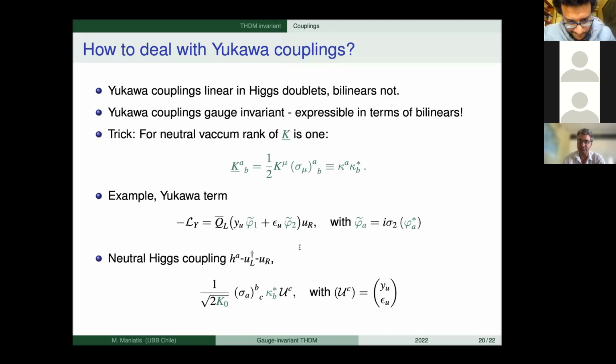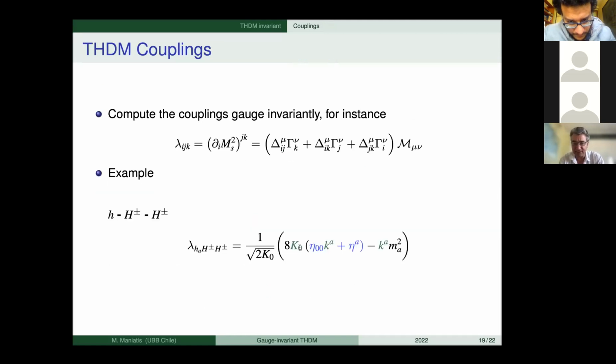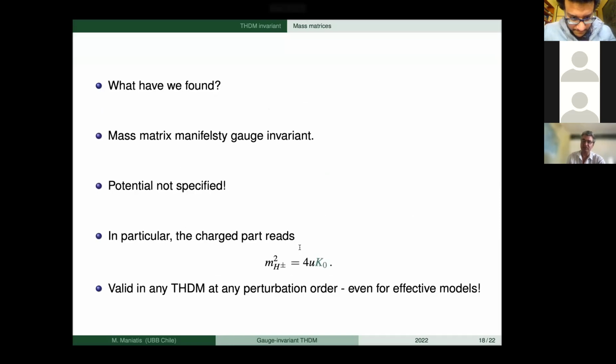In this way we have seen, for instance, that we get very concise expressions which don't hide any gauge symmetry. For instance, the charged Higgs boson masses were somehow a surprise for us. In this general form, we get the charged Higgs boson, or even the other masses. Okay.